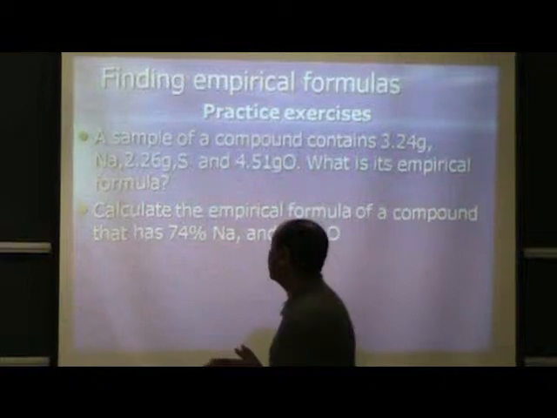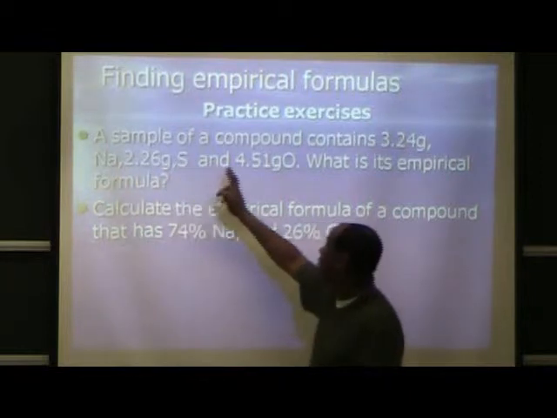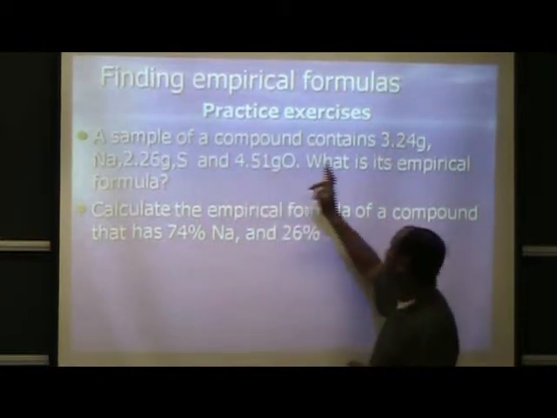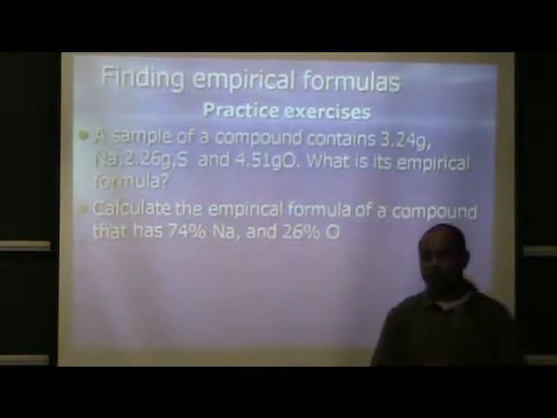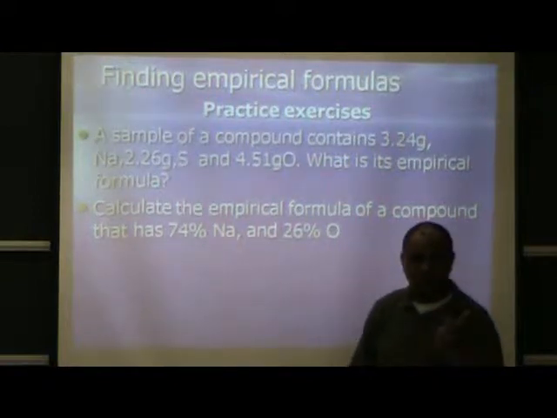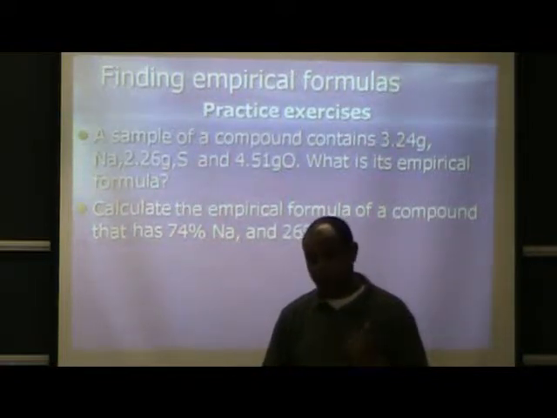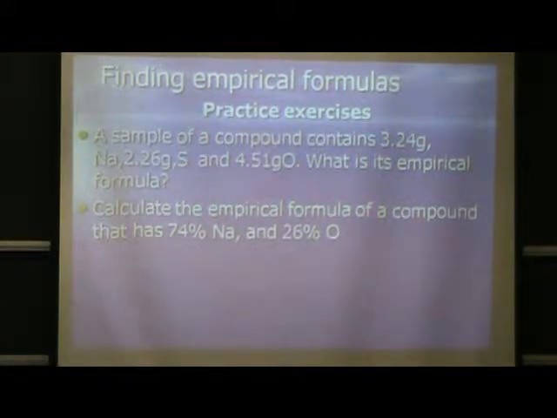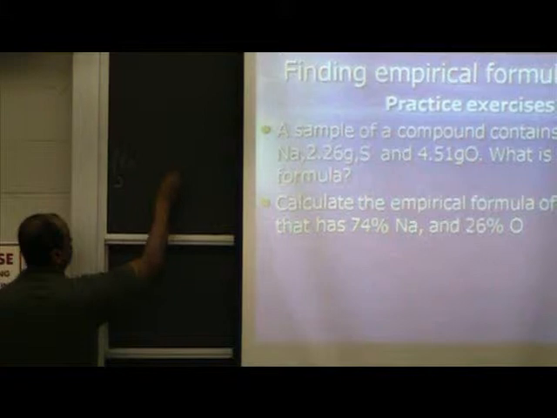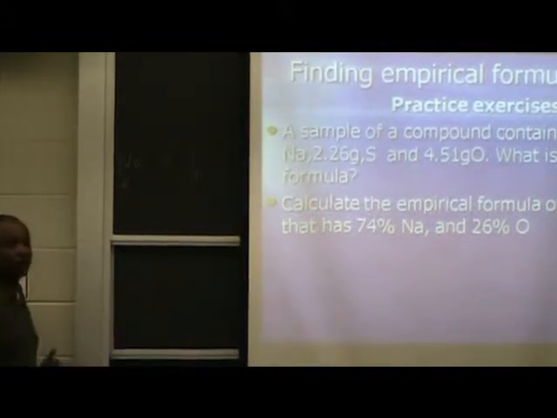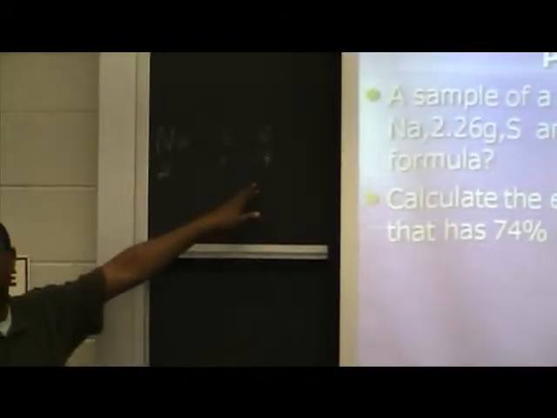If you divide the first one, you get 2. If you divide the second one, you get 1. If you divide the third one, you get 4. These are whole numbers: 1, 2, 4. For sodium, you have 2. For sulfur, you have 1. For oxygen, you have 4. These numbers are used as subscripts.